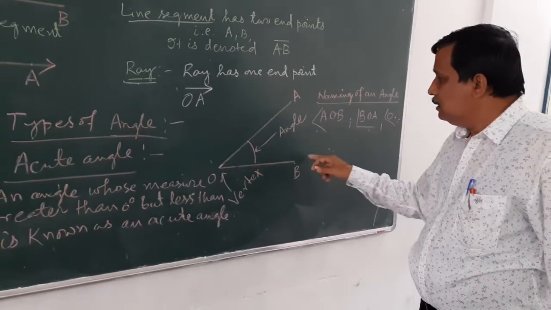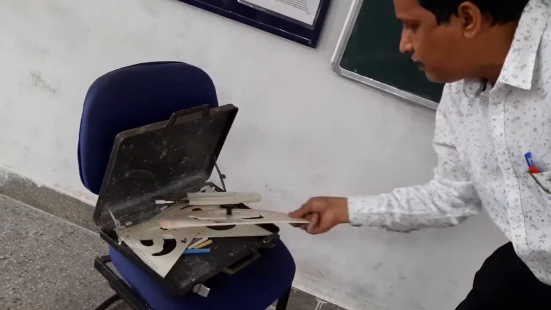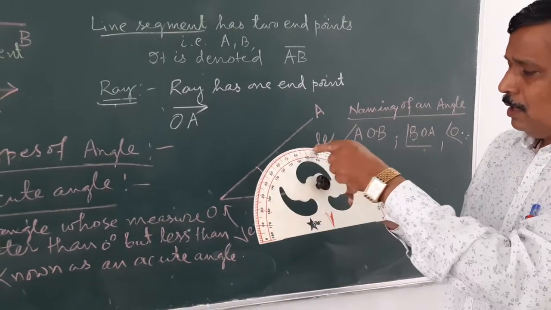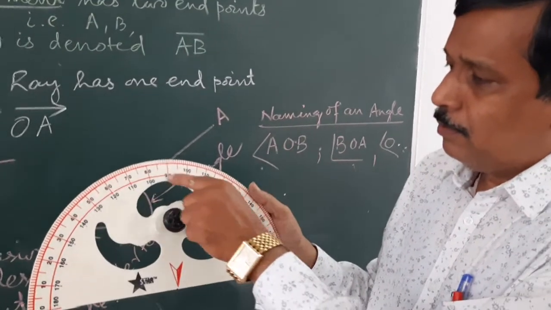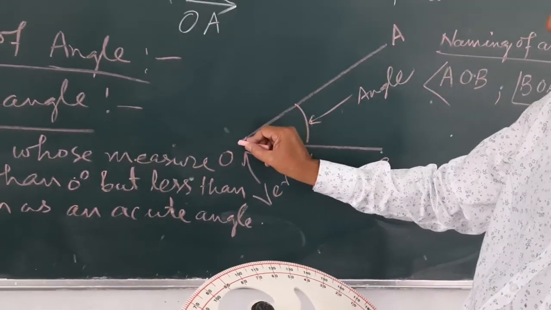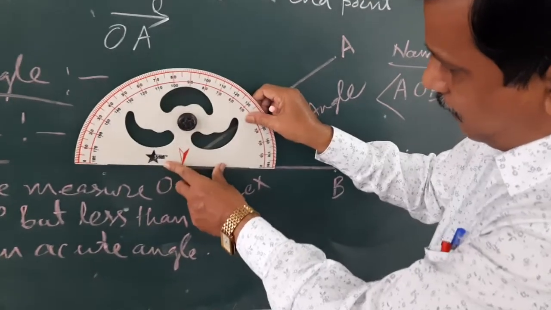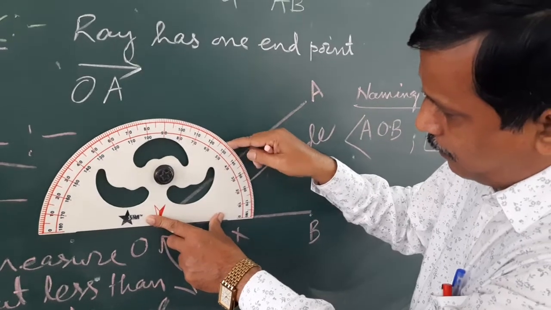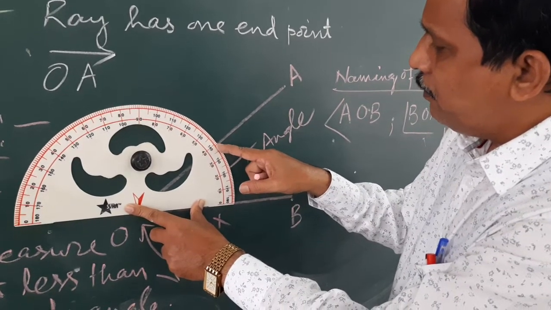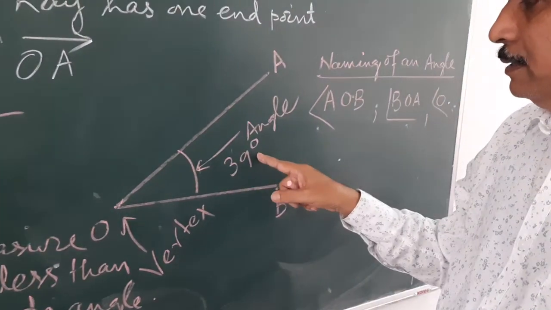So this angle is an acute angle because if you measure, you can see this geometrical instrument, the protractor. It has the measurement 0 to 180 degrees, and from this side also 0 to 180 degrees. So you can measure the angle. How to measure? You see here, this is the vertex. So this point should meet exactly with this point, and this line should coincide with this line. So you see here, 0 degrees, 10, 20, 30, 40, just less than 40, it is 39. So this angle is 39 degrees. Always the angle is measured in degrees, that is 39 degrees.